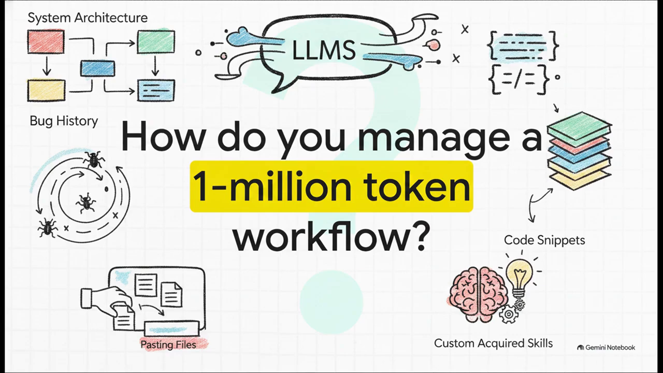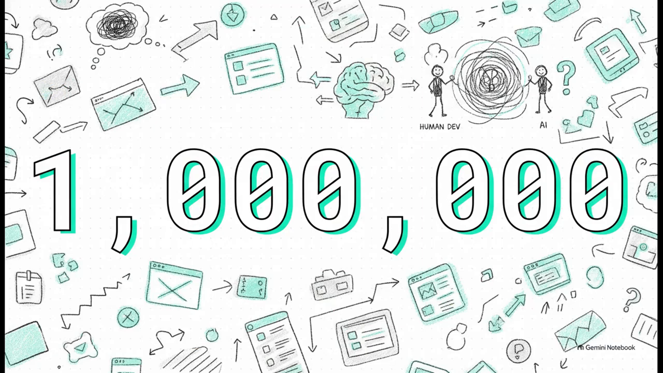Let's start by attacking a completely universal pain point for AI developers today: keeping your AI actually in the loop across a massive codebase. Seriously, how do you manage a 1 million token workflow? Modern problem-solving demands that we juggle system architecture, bug history, thousands of lines of code snippets, and custom-acquired skills, all at the exact same time alongside our large language models. If you've ever found yourself manually copy-pasting a dozen different files into an AI prompt just to get a single annoying bug fixed, well, you know exactly what this struggle feels like. Dealing with a 1 million token limit is just a massive cognitive load.